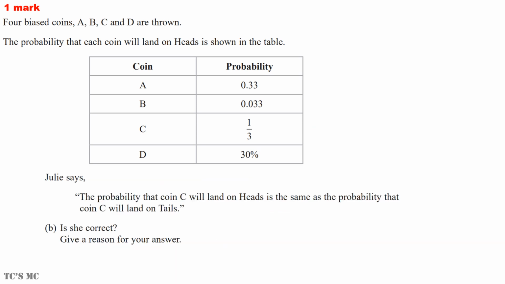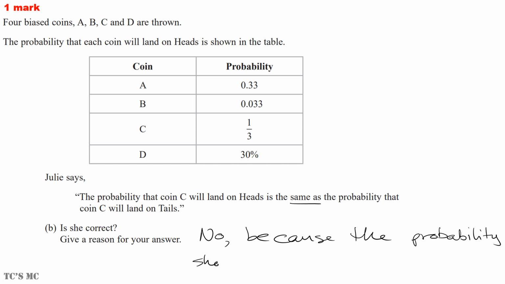Julie says the probability that coin C will land on heads is the same as the probability that the coin will land on tails. Is she correct? Give a reason for your answer. Because it's 1 mark, you must have a reason. So the answer is no, because the probability should be half for each one.